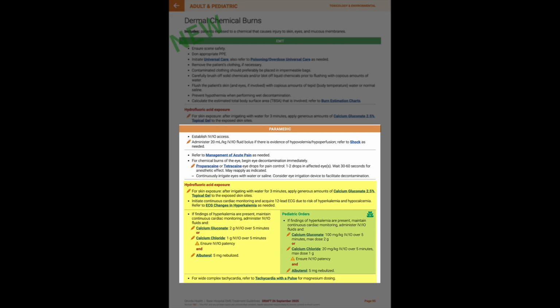If it's a cutaneous exposure, paramedics will also apply calcium gluconate gel if it's not already done. More critically, the patient is at high risk for electrolyte shifts, especially hyperkalemia and hypocalcemia, both of which can cause life-threatening arrhythmias. For that reason, both adult and pediatric patients with suspected hydrofluoric acid exposure should be placed on a continuous cardiac monitor. If you see ECG changes suggestive of hyperkalemia, make sure to start IV or IO fluids and treat with calcium gluconate or calcium chloride, and then add albuterol by nebulizer. For pediatrics, you use the same approach, but with proper weight-based dosing.